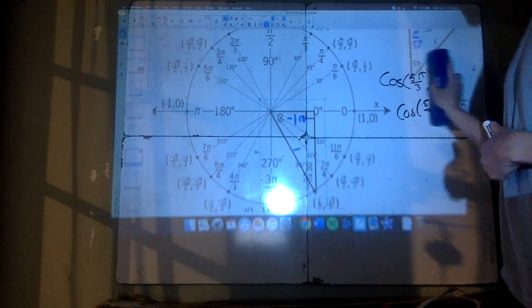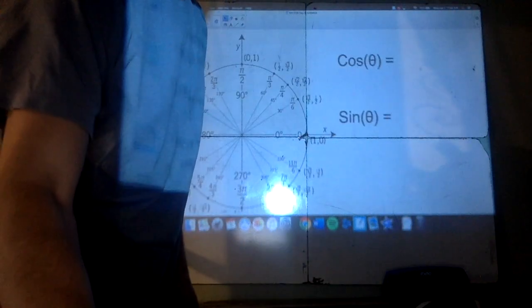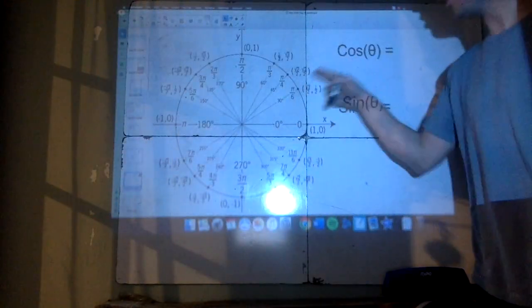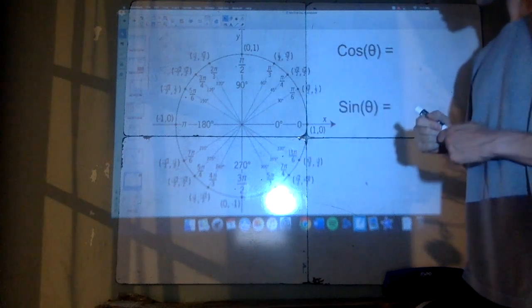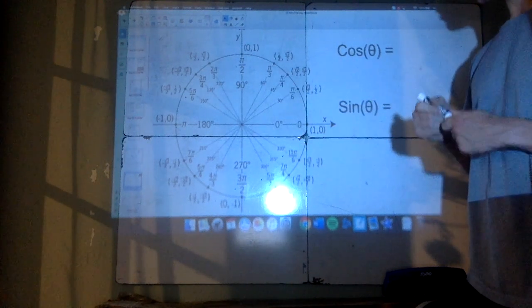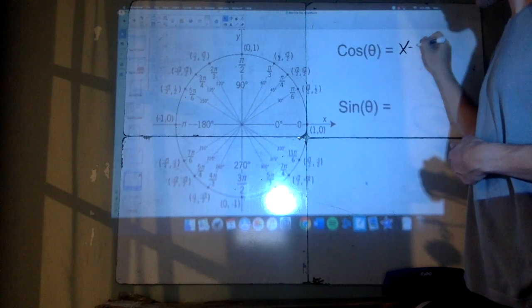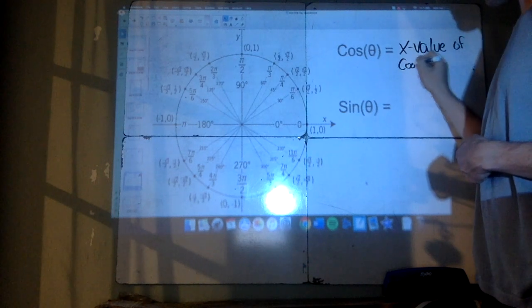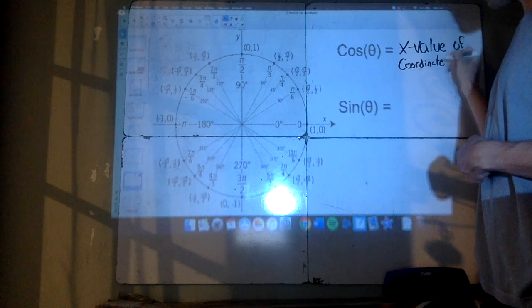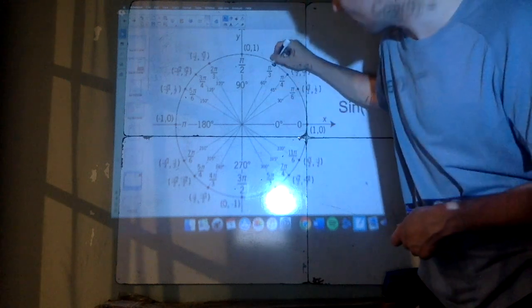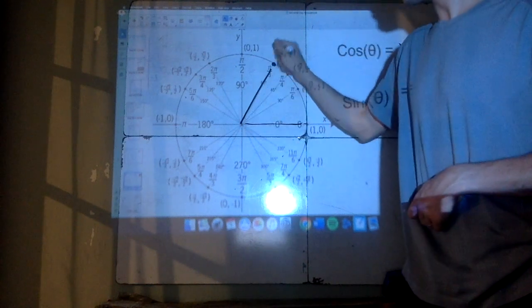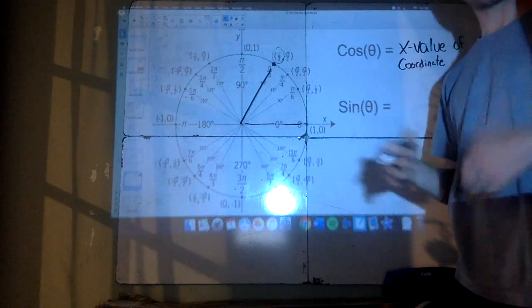Keep that unit circle handy because we're going to use it going forward. The first thing we're going to do is take some notes. For any triangle we drew, the cosine is the x value of the coordinate. So if we want to know the cosine of pi over 3, this angle right here, it would be 1/2. It's the x value of that coordinate.